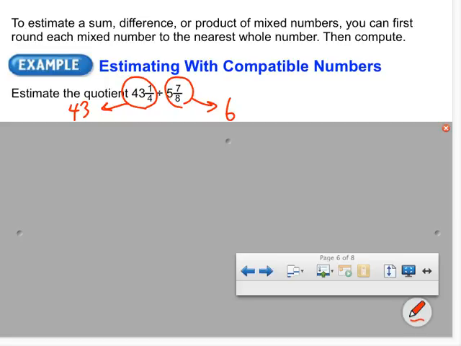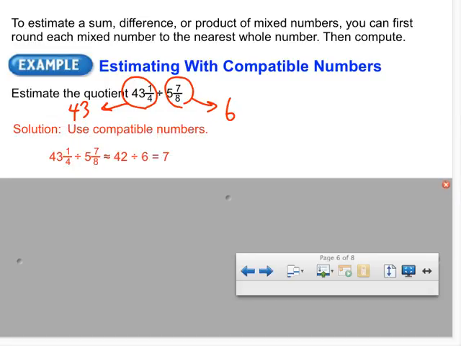All right, now, that's just the first step. Now we got to figure out some compatible numbers, right? So now this is like our warm-up. I got to figure out two numbers that are close to 43 and 6 that we can easily compute the quotient of. Well, what are those two numbers that you chose, Richard? 42 and 6. And what's 42 divided by 6? Nice. Do you see how we did that?